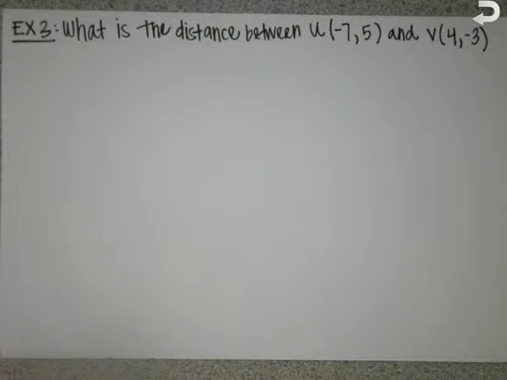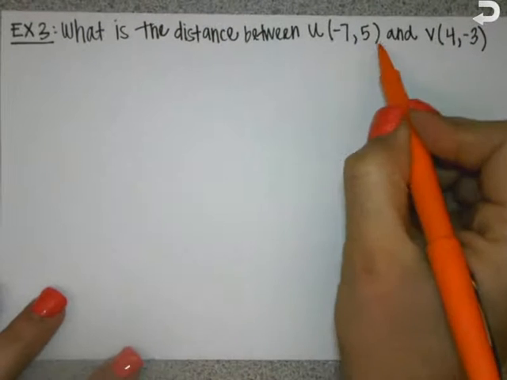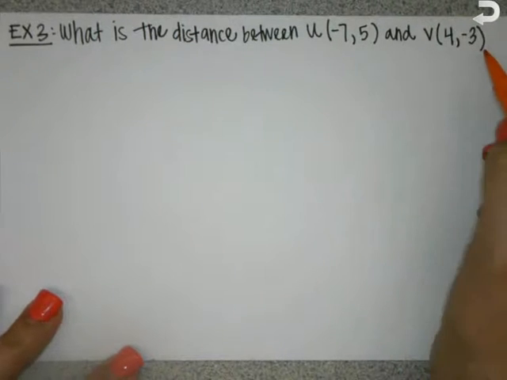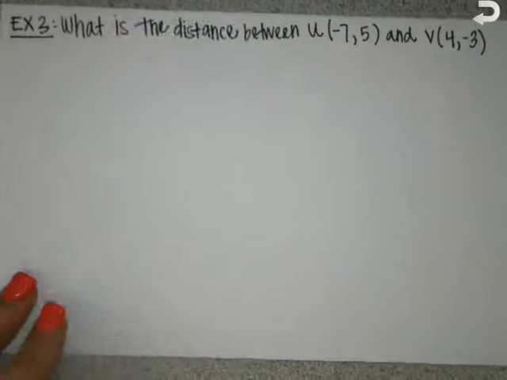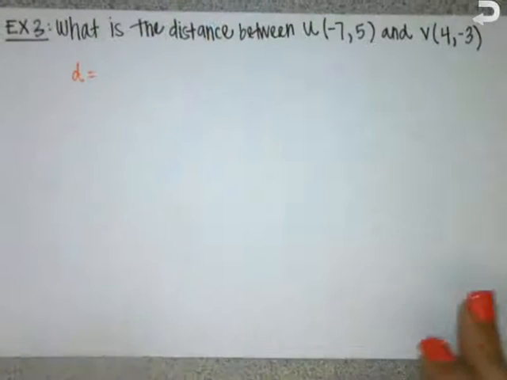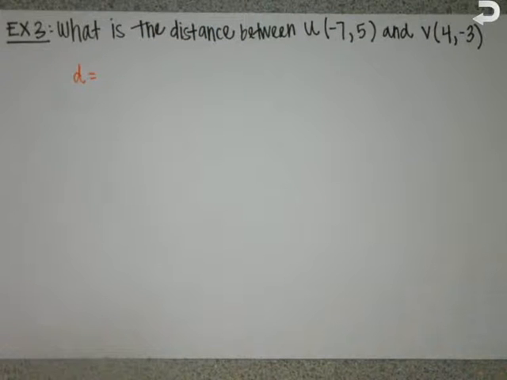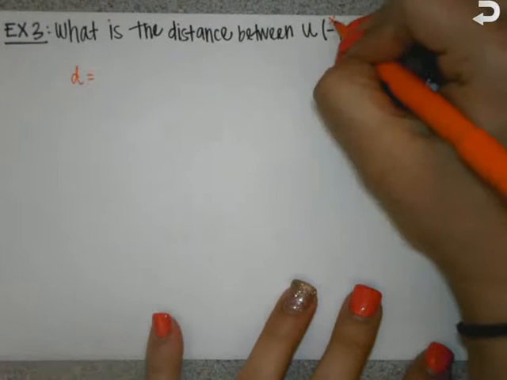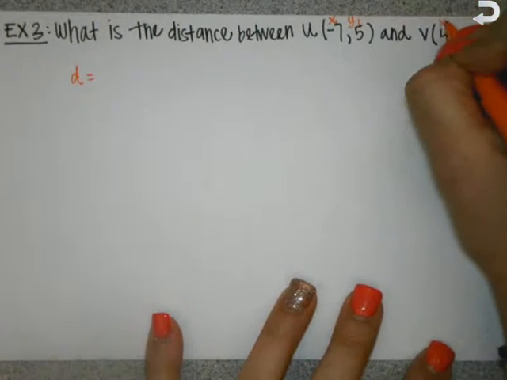So the question is, what is the distance between U, which is at -7.5, and V, which is at 4, -3? I get it. We're just going to plug everything into the formula. Here's how I want you to show your work. D equals. Now, ladies and gentlemen, let's think about this. Does it matter which coordinate I put first for x1, y1, and x2, y2? No, it does not. Now, what does matter is that they match. So I always just pick the first one to be x1, y1. So let's label this x1, y1, and V is going to be x2, y2.